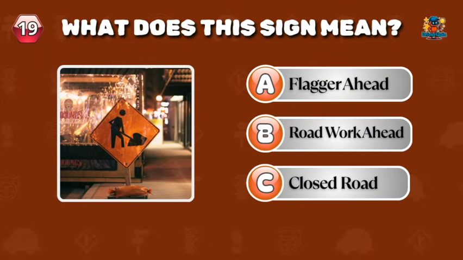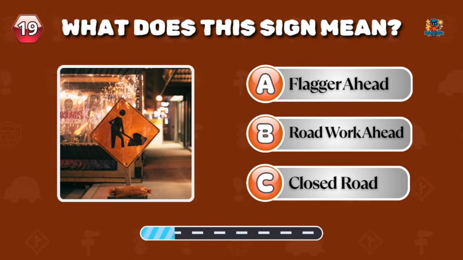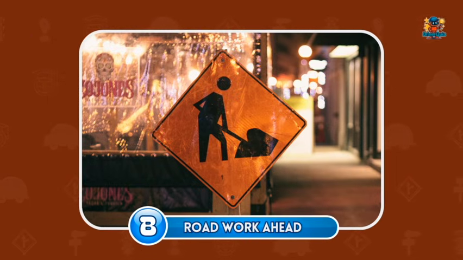Question 19. A. Flagger ahead. B. Roadwork ahead. C. Closed road. Roadwork ahead. Warns of construction ahead. Slow down and watch for workers or obstacles.